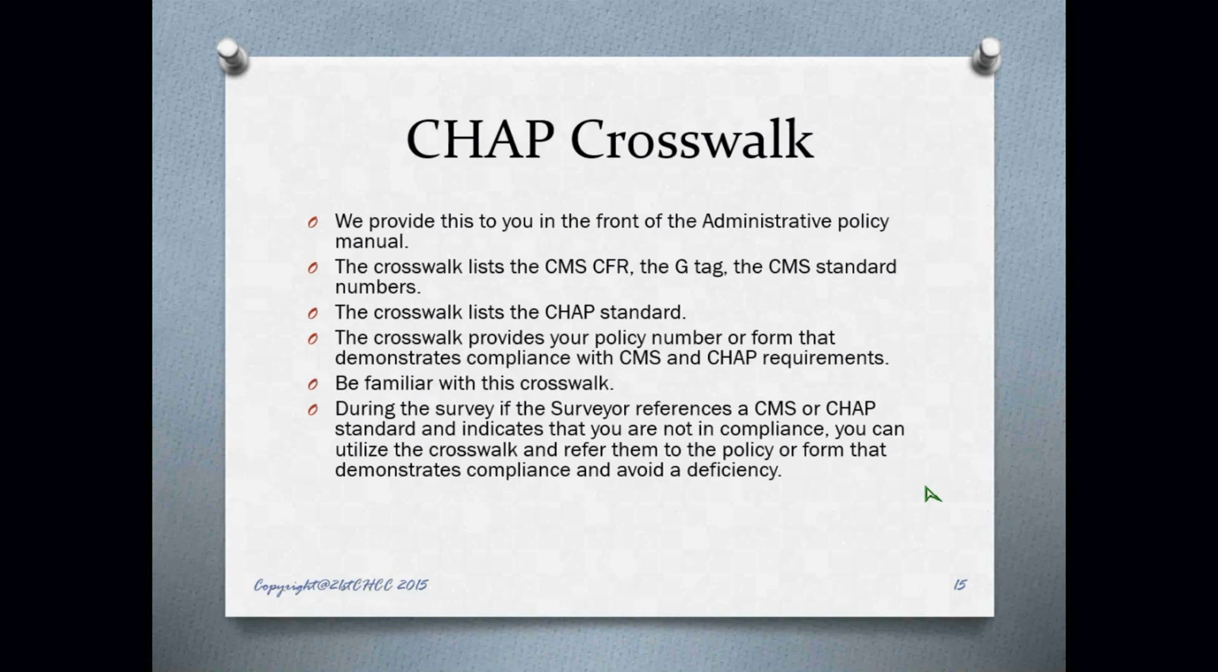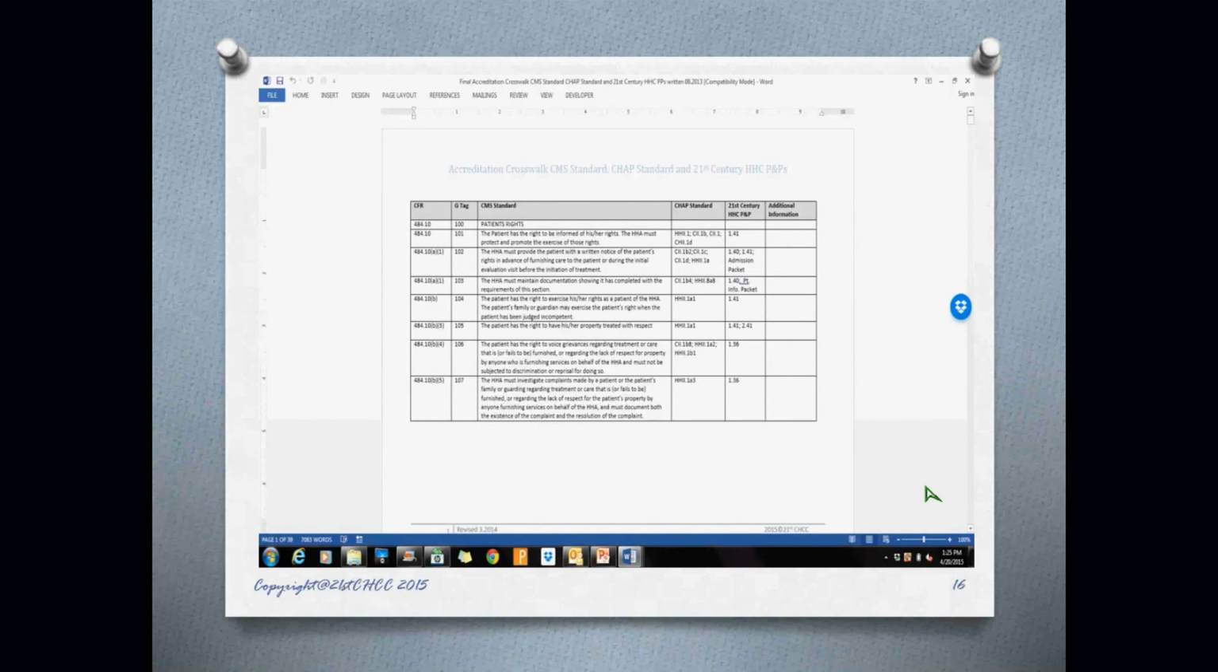So this crosswalk is really important to have available during your survey, so that if the surveyor references that you've not met a CHAP standard or a CMS standard, you can utilize the crosswalk and say, but here's the policy, or the form, that shows that I am compliant, and hopefully avoid a deficiency. So again, be familiar with that so that you can utilize it during your survey. This is what it looks like, all the columns, and that next to the last column is where we've identified your policy number and any forms that are going to keep you in compliance with that standard or that CMS regulation.